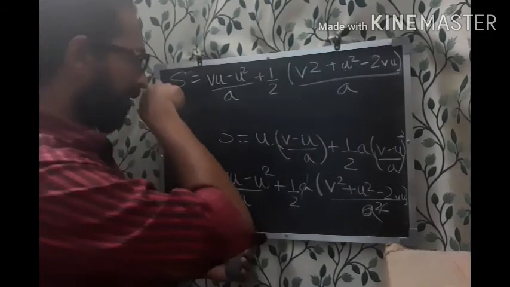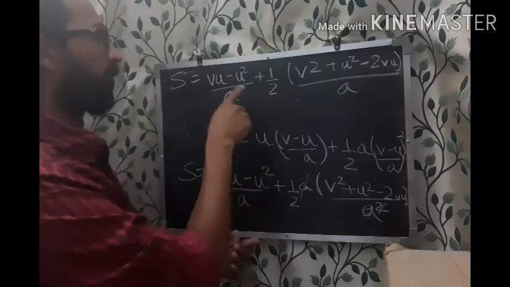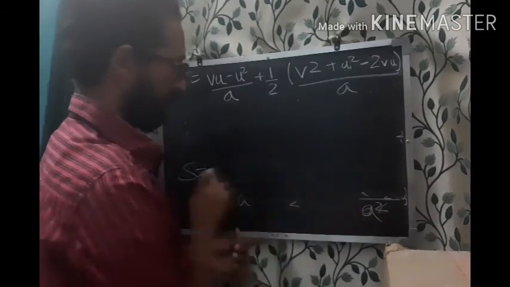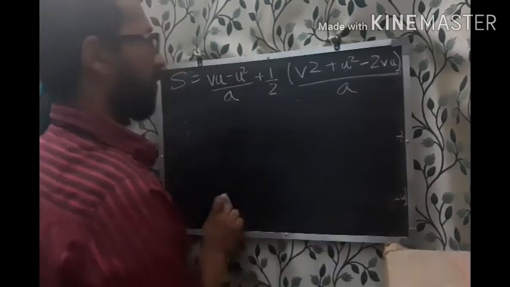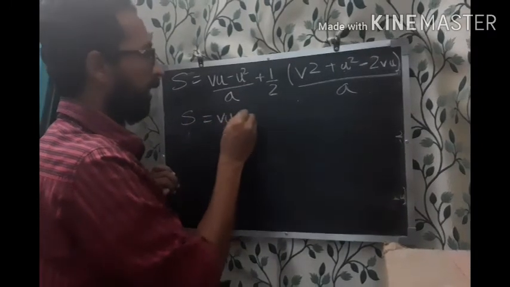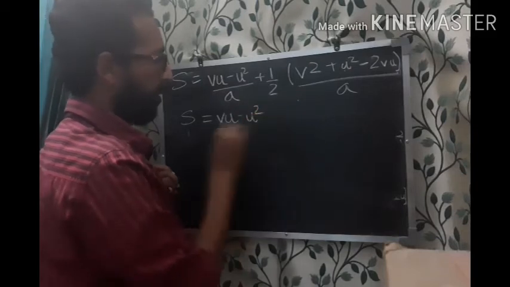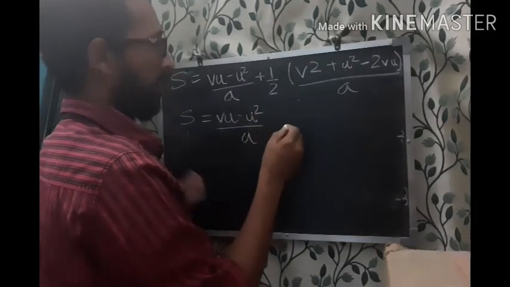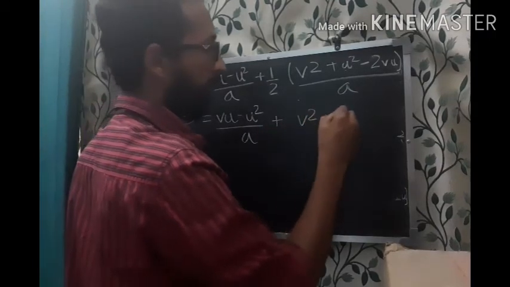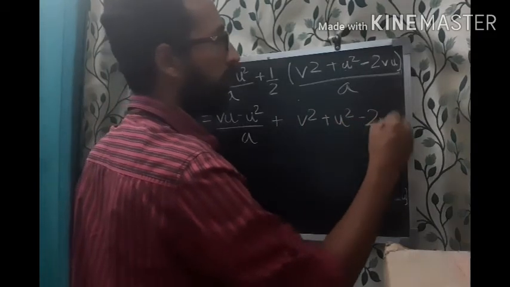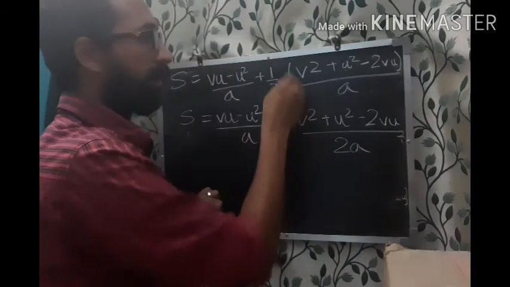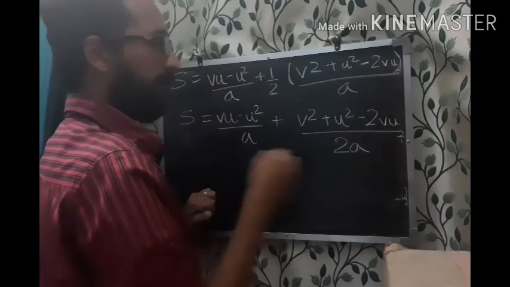Now it could be changed by opening the bracket. What we can do is S is equal to vu minus u square upon a plus v square plus u square minus 2vu upon 2a. I have multiplied this inside the bracket.